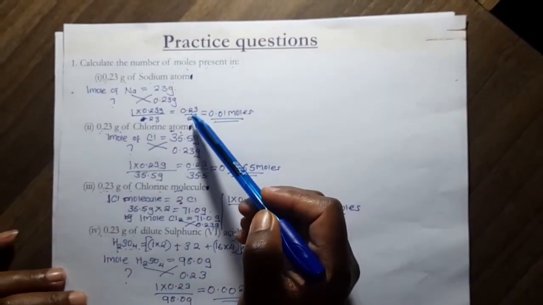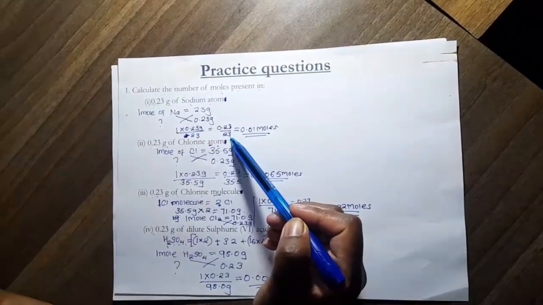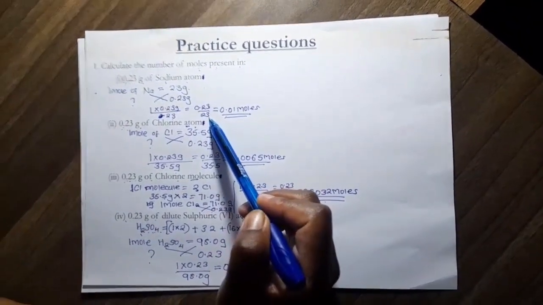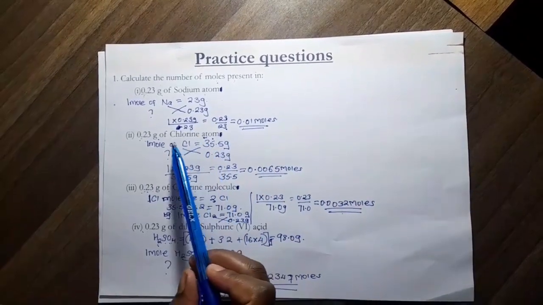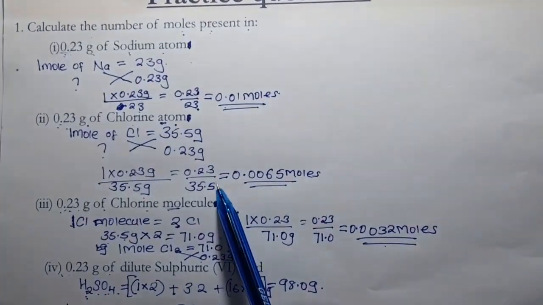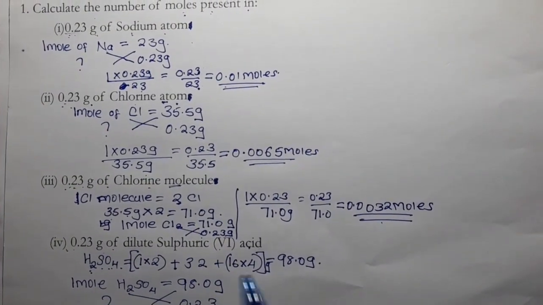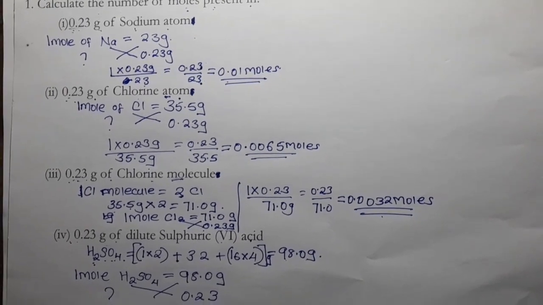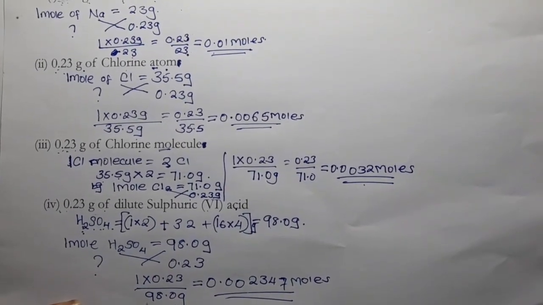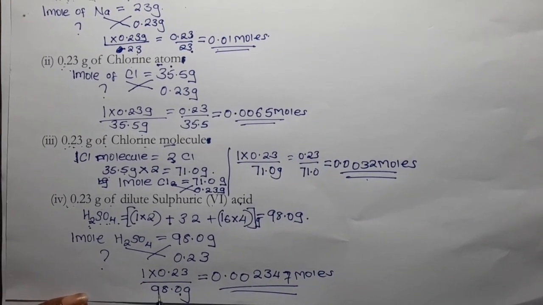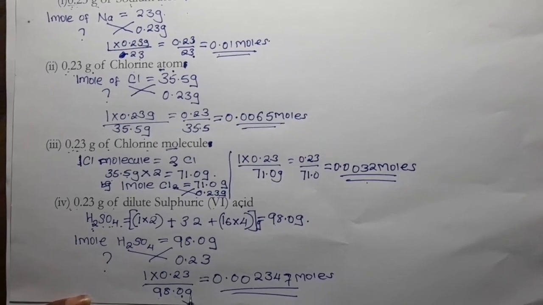So you can look at what is happening when we are calculating the number of moles. The first one, we have divided the mass of sodium atom by its molar mass, or its relative atomic mass. So it is mass over the molar mass. Then again for chlorine, we have also divided the mass over the molar mass. That of dilute sulfuric acid, we have calculated its RFM. Then we have finally divided the mass of the sulfuric acid by the molar mass, or the relative formula mass of dilute sulfuric acid, which is 98.0 grams.